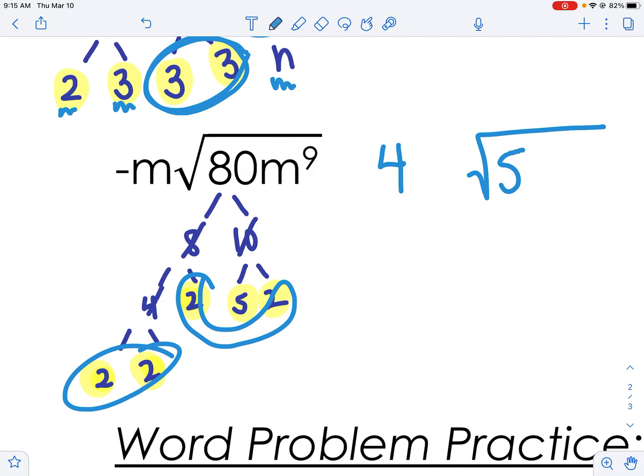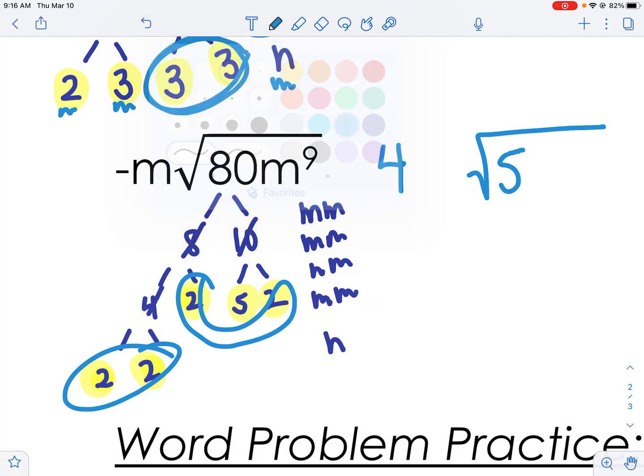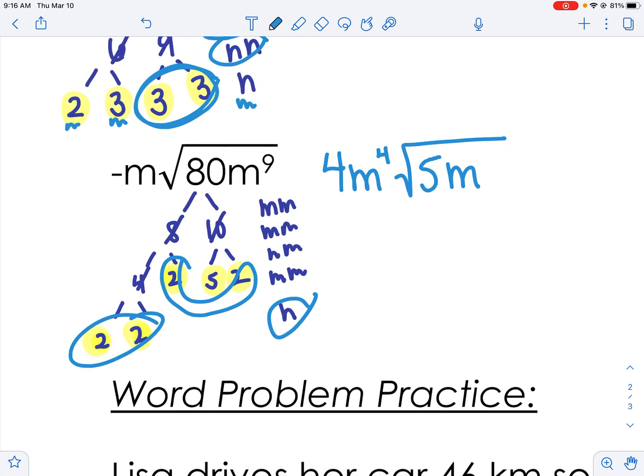And now I'm going to look at m to the 9th. Well, m to the 9th would be 9 m's, so it's going to be a lot. So that'd be 1, 2, 3, 4, 5, 6, 7, 8, 9. How many pairs were there? There's 4. So when I take it out, that becomes my exponent. So m to the 4th would be the exponent, and then that solo m would stay underneath.